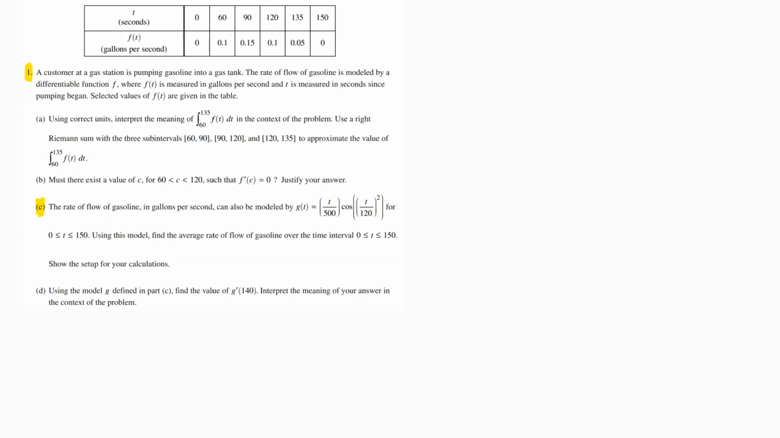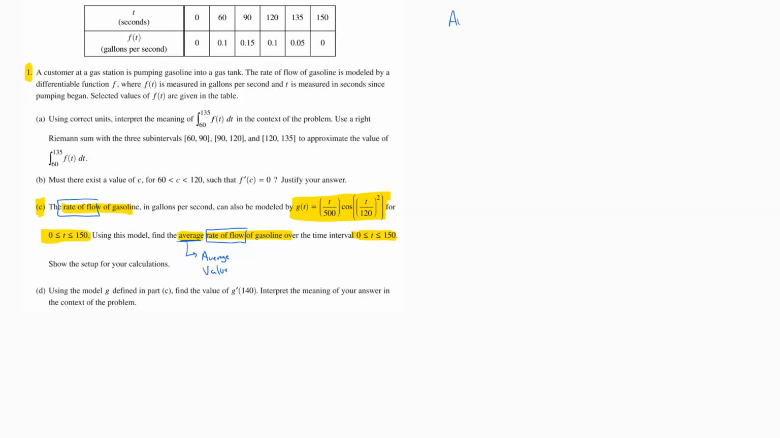Okay, so diving into C, we've got the rate of flow of gasoline in gallons per second is modeled by this equation. So we're leaving behind that table from up above, and we're working just with this equation right here, over this interval, 0 to 150. Using the model, they want us to find the average rate of flow of the gasoline over that time, 0 to 150. So notice that this is an average value that we're looking at here. We are trying to find the average value because the thing we're trying to find the average of is the rate of flow. So be careful here. This is not an average rate of change. This is an average value problem.